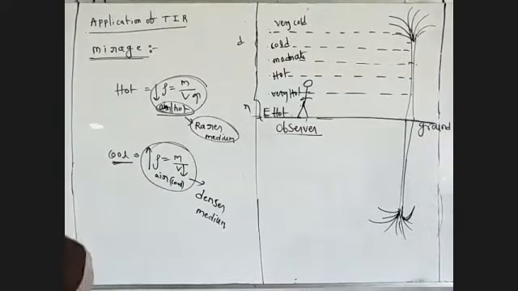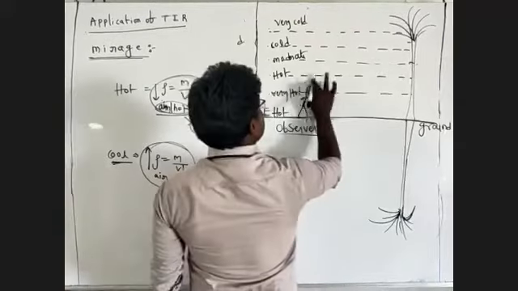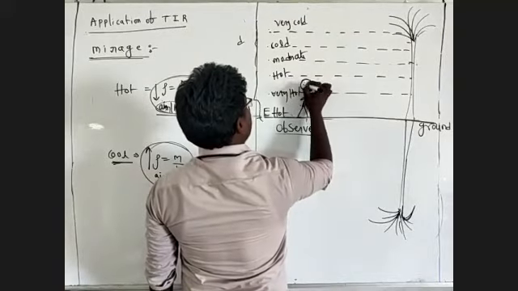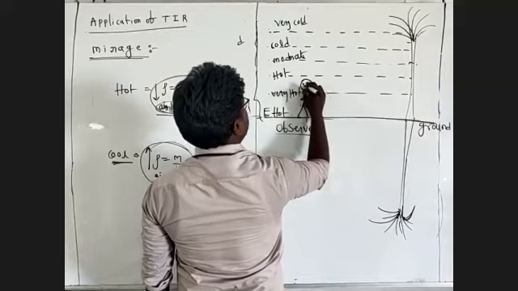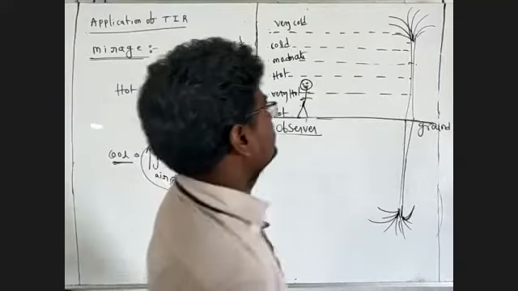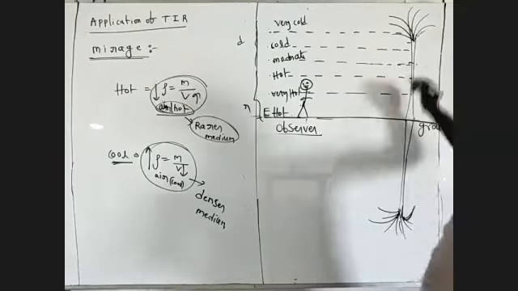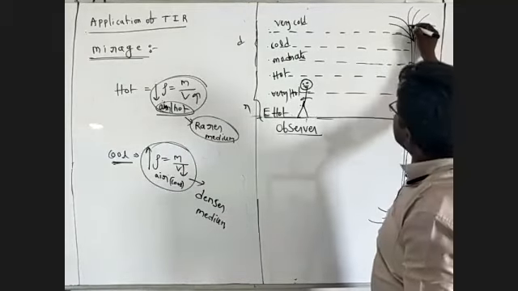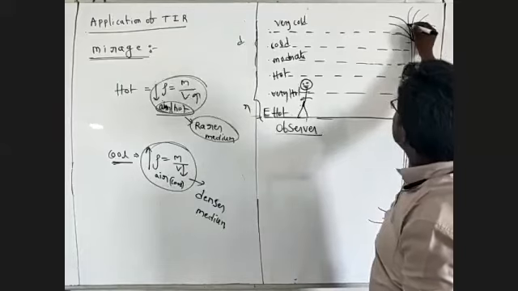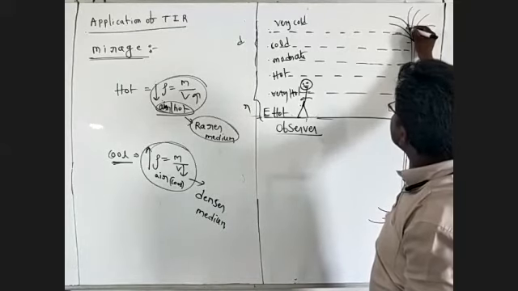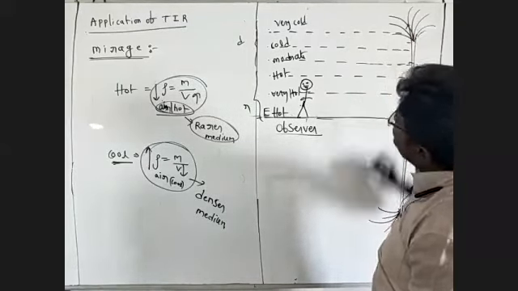The observer is standing here. Now you see light waves travel from this point to here. This is a light from here to here. This is a light travel. Now you will see what will happen in this situation.